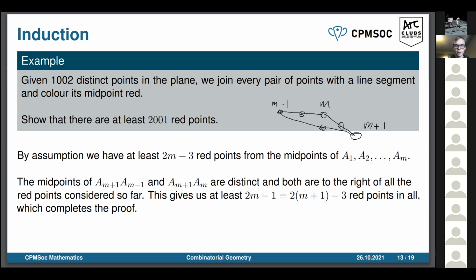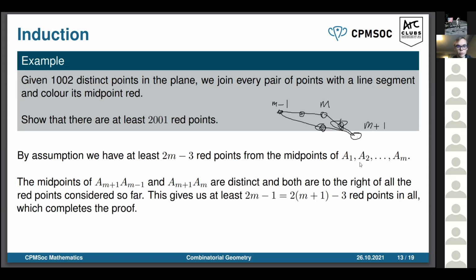If it was the same line segment, then m and m+1 would be the same point. We wouldn't have m+1 distinct points. We would just have two copies of the mth point. So these aren't going to be the same line segment. And obviously this line segment here is to the right of all the other line segments in the configuration. So we now have two new midpoints that we haven't seen before in the first m points.